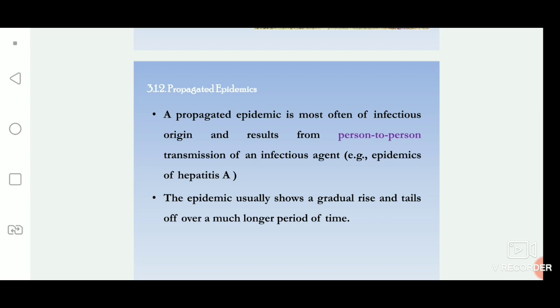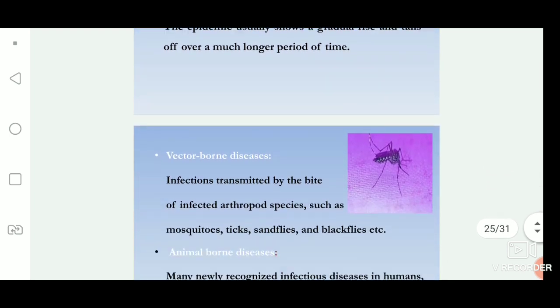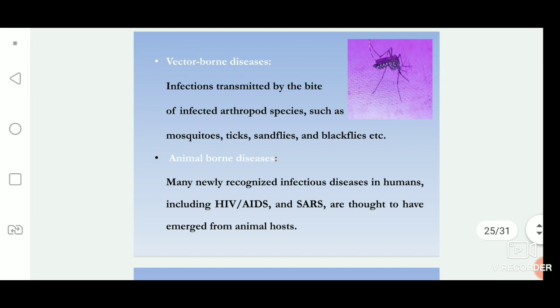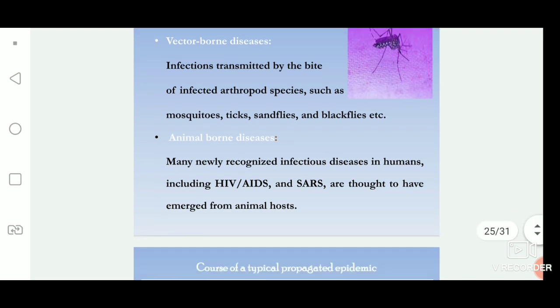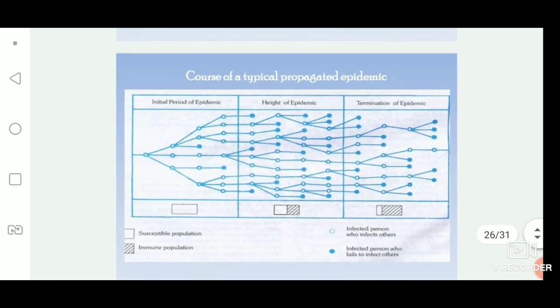What we are seeing today is the epidemic of coronavirus. In propagated epidemics, we see a gradual rise and it tails off over a much longer period of time. Usually it is a vector-borne disease, where mosquito bites or sandflies can be involved, or it can be an animal-borne disease, like HIV/AIDS, SARS, Corona, all thought to have emerged from animal hosts.